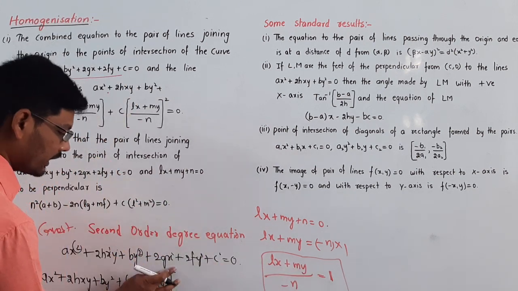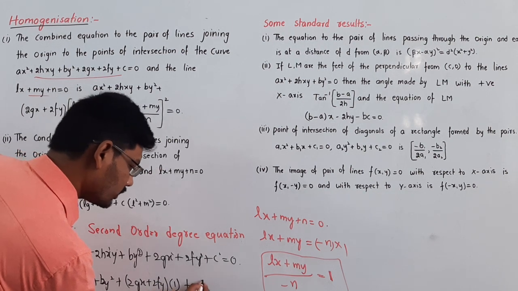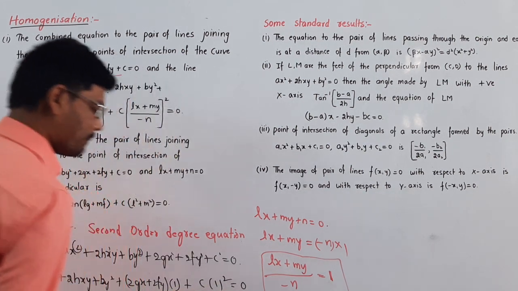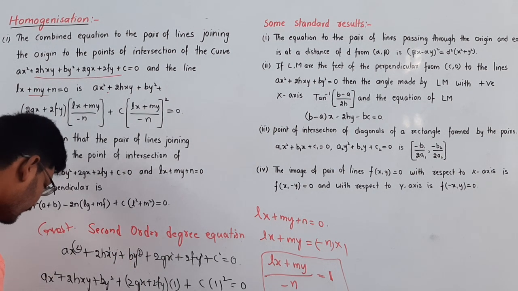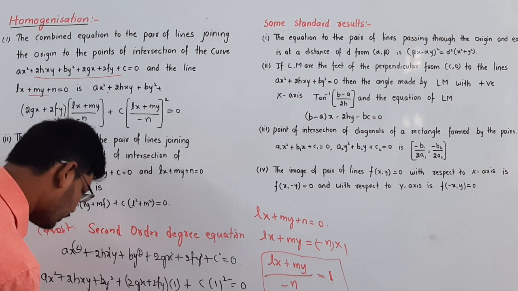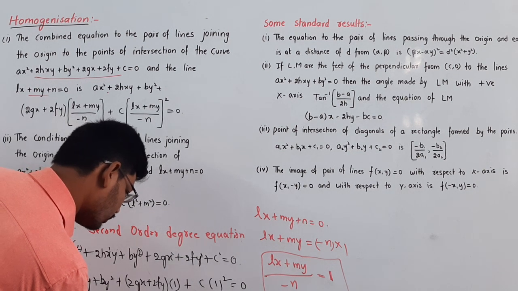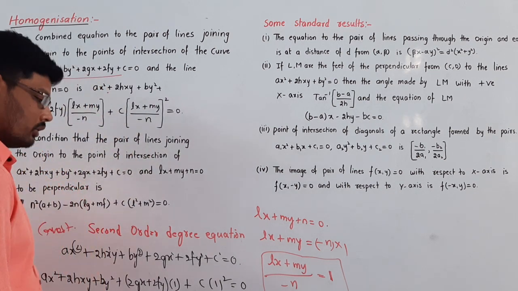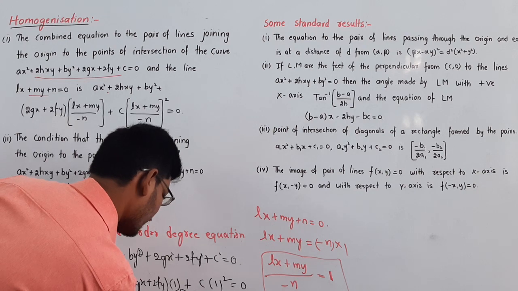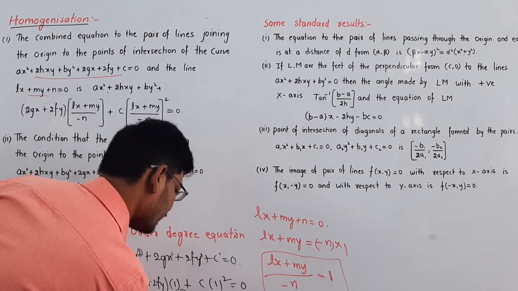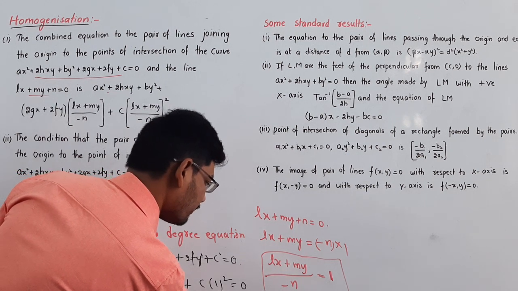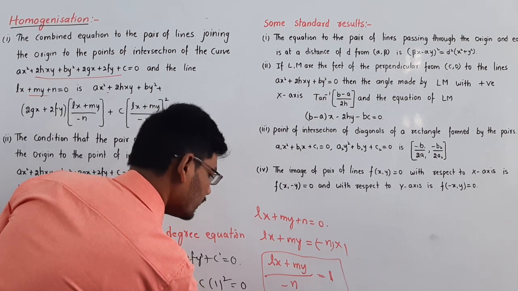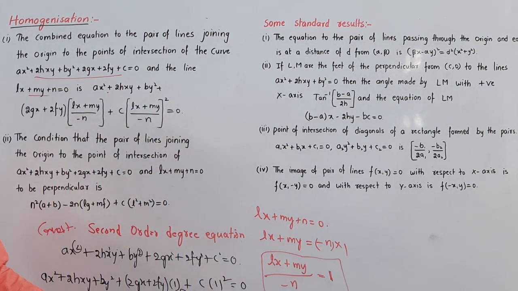So if you multiply, can I write like this, into 1 plus c into 1 square, then there is no change between these two equations. So ax square plus 2hxy plus by square plus 2gx plus 2fy into 1 is nothing but the value Lx plus My by minus n, plus c into the value 1, Lx plus My by minus n whole square is equal to 0. This is the homogenization technique to calculate a second degree equation.